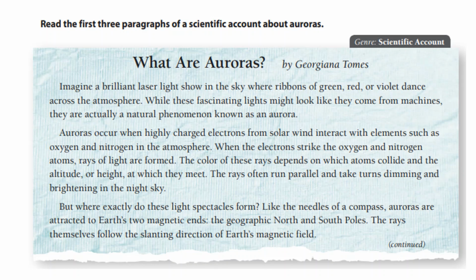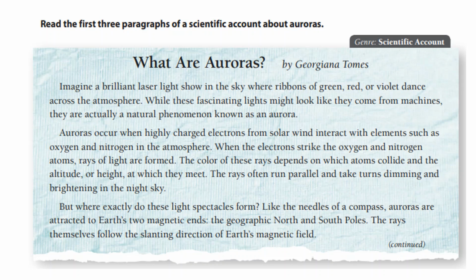By Georgiana Tomez. Imagine a brilliant laser light show in the sky where ribbons of green, red, or violet dance across the atmosphere. While these fascinating lights might look like they come from machines, they are actually a natural phenomenon known as an aurora. Auroras occur when highly charged electrons from solar wind interact with elements such as oxygen and nitrogen in the atmosphere. When the electrons strike the oxygen and nitrogen atoms, rays of light are formed. The color of these rays depends on which atoms collide and the altitude or height at which they meet. The rays often run parallel and take turns dimming and brightening in the night sky.